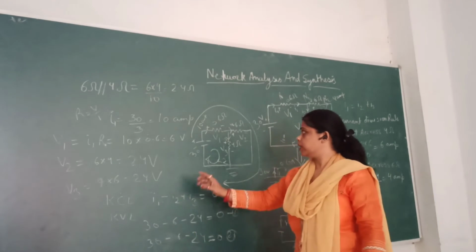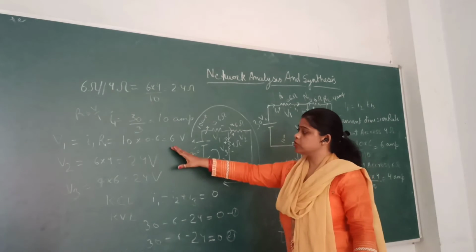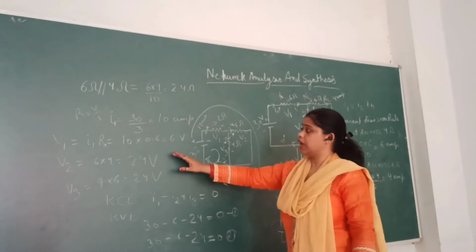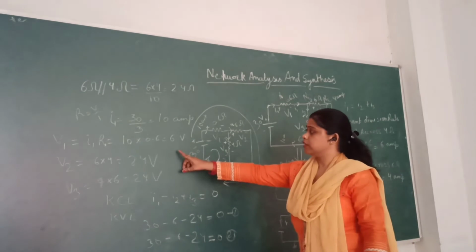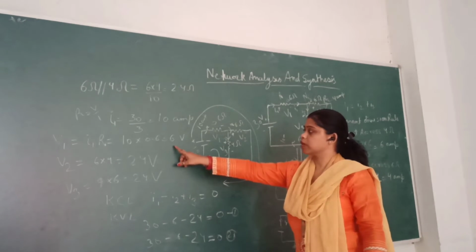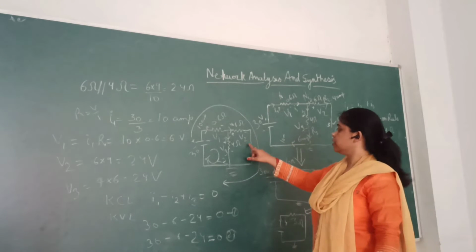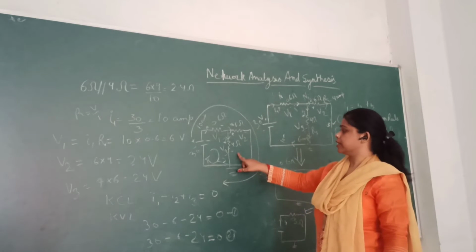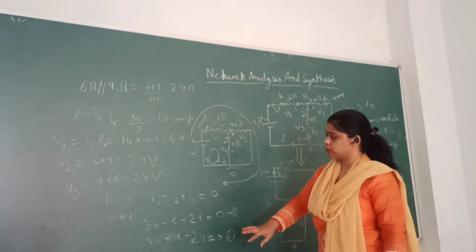Similarly, we are calculating the voltage drop across these resistors. The voltage drop across these resistors we have calculated with the formula of Ohm's law. With Ohm's law, we have calculated the voltage drop across V1 as 6 volt and V2 as 24 volt, and similarly the voltage across V3 is 24 volt.